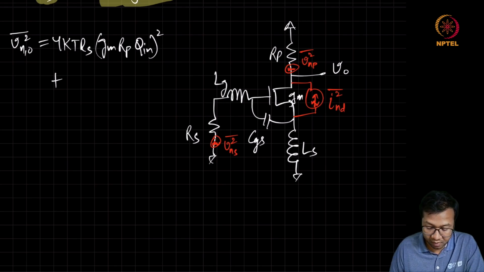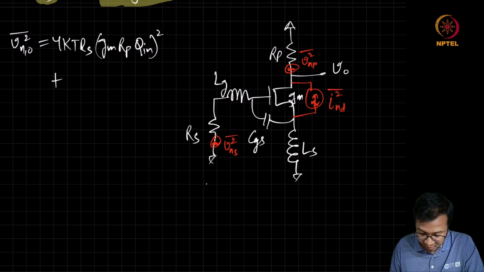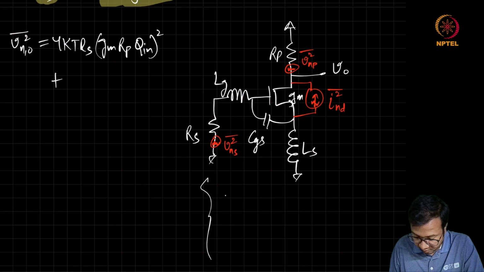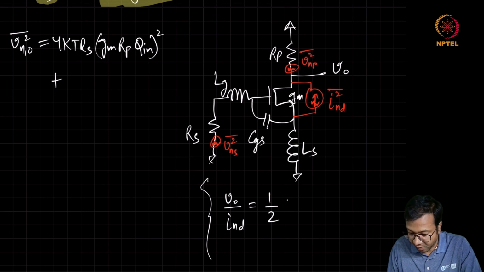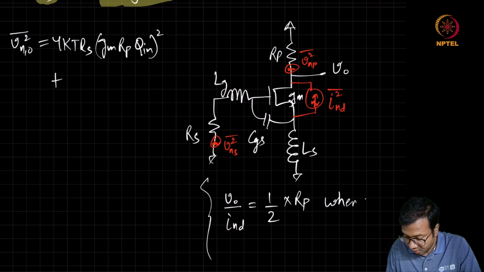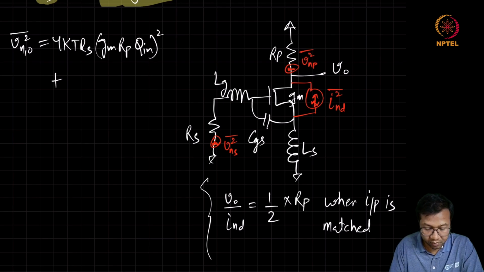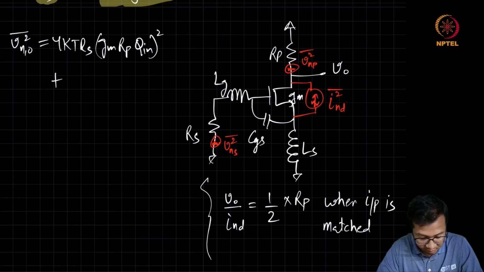So the transfer function from the IND to the output, VO due to IND, is going to be half of this current going at the output multiplied by the RP, and the input is matched. So I'm not showing this derivation. I'm sure all of you will be able to do this.